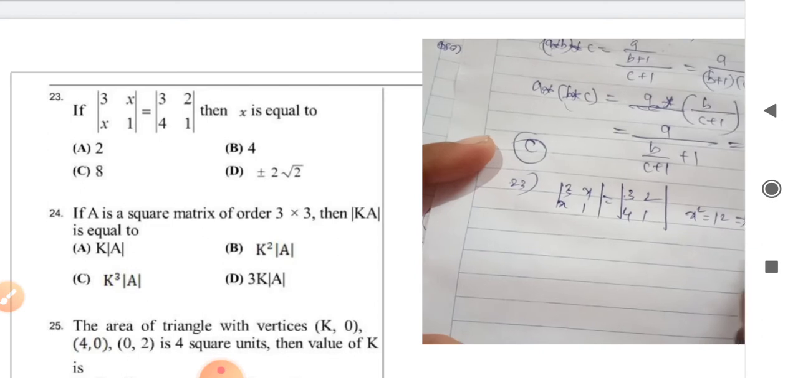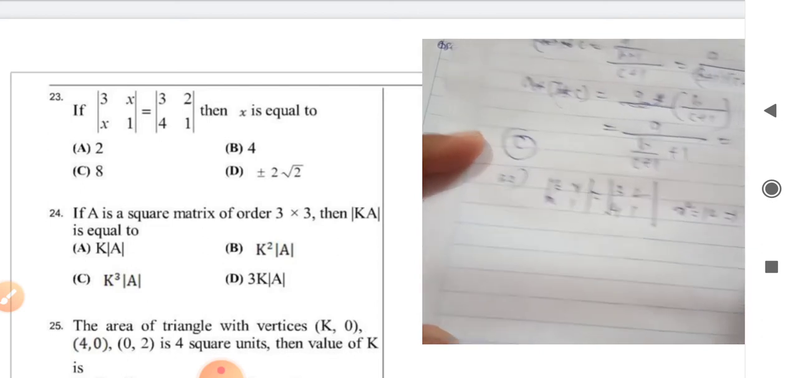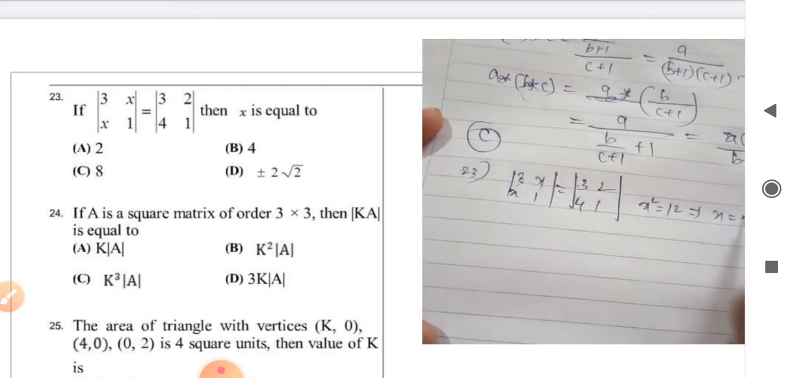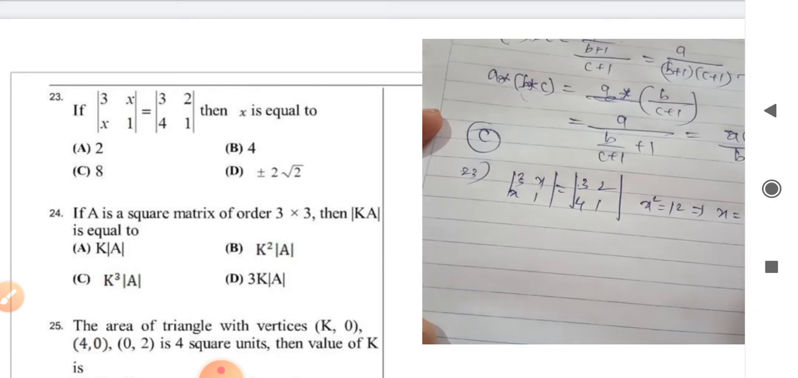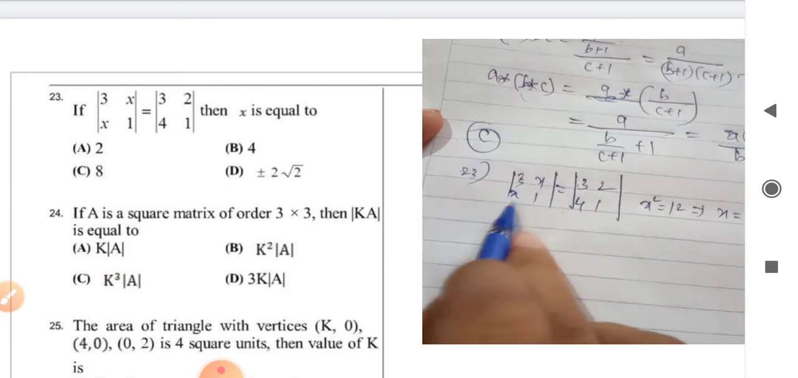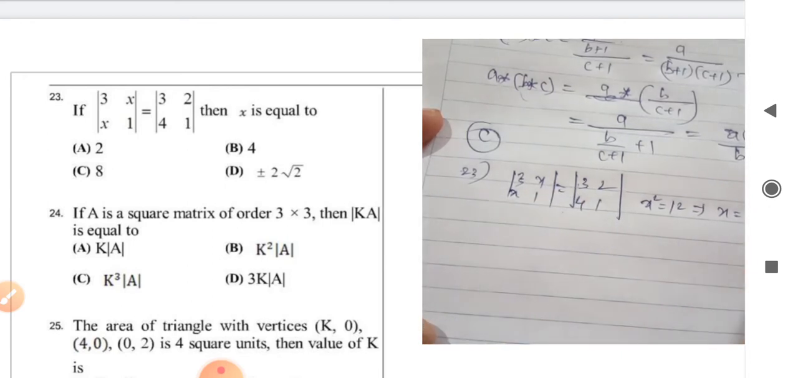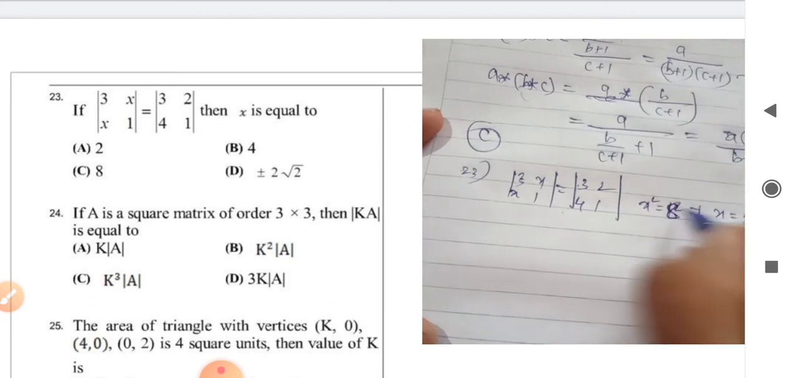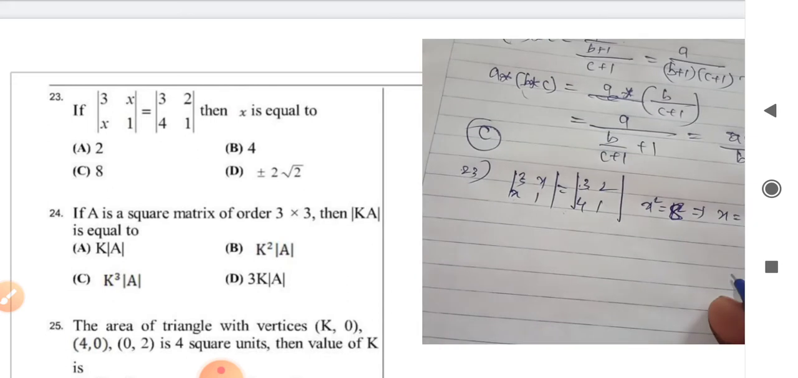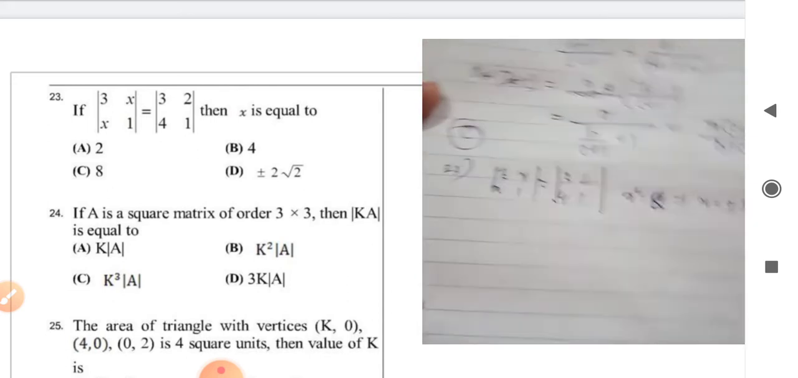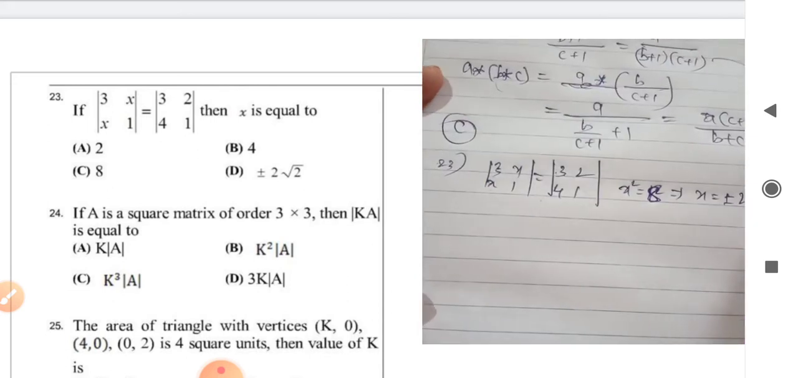This implies that x equal to plus or minus root of 4 into 3, 4 threes are 12. Sorry, x square equal to 8, it is not 12, so it is plus or minus 2 root 2. Hence the option for the 23rd one here is D.